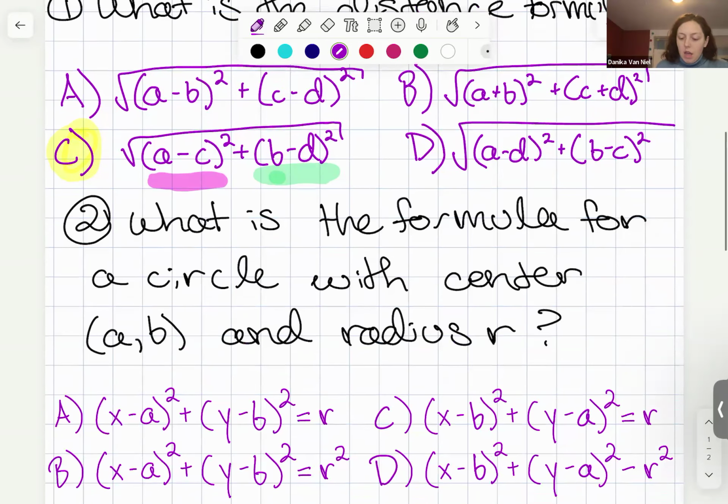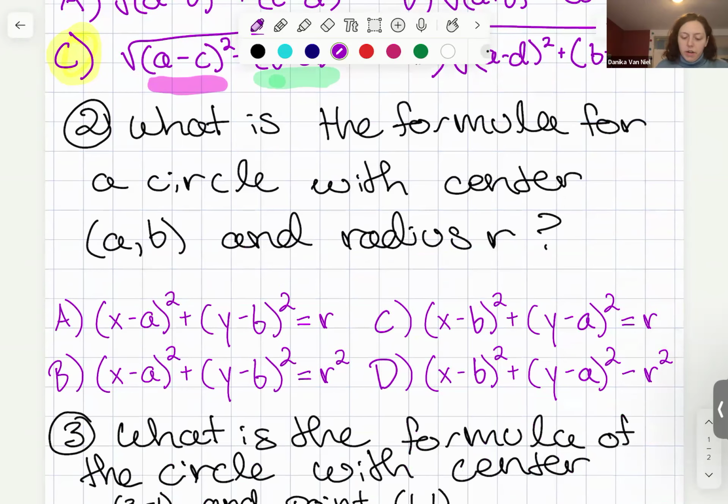Anyway, what is the formula for a circle with center A, B and radius R? Again, most people got this right, but the people who got it wrong were really, really close. So the answer is C. Wait a minute. Oh my God, they're different. Sorry. This is B. Yeah, sorry, my bad. Okay, the answer is C here.